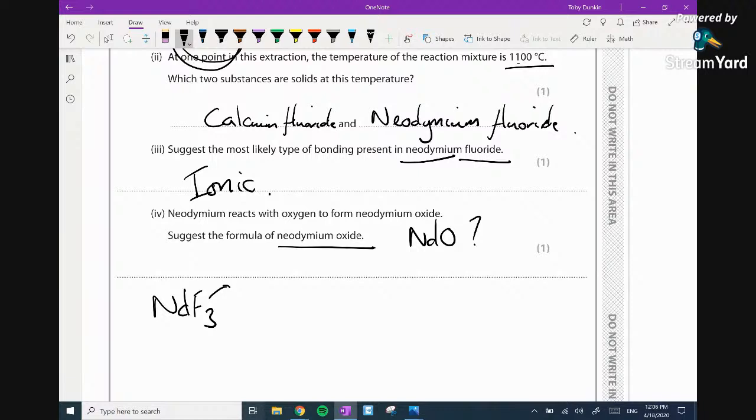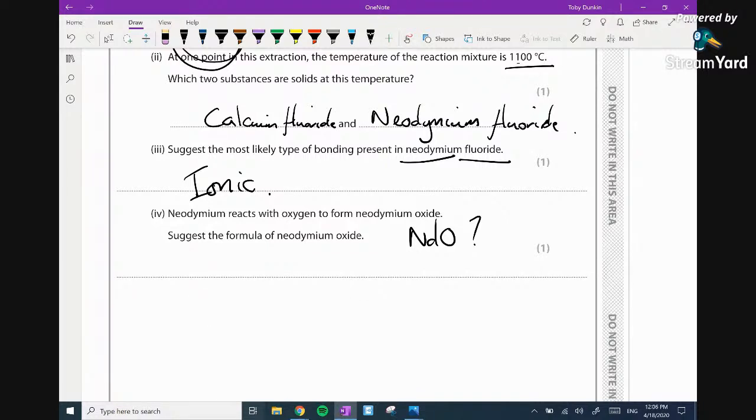What that tells us, we know that F is always 1 minus from the periodic table. And since there are 3 of them, that means there are going to be times 3. That means there is 3 minuses in total. What that means is neodymium must be bringing +3. So neodymium is a +3 oxidation state. So it's the same as aluminium.